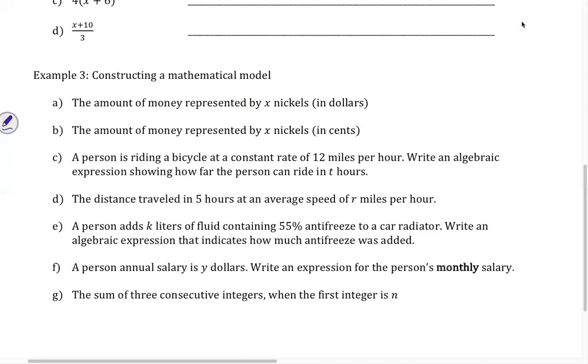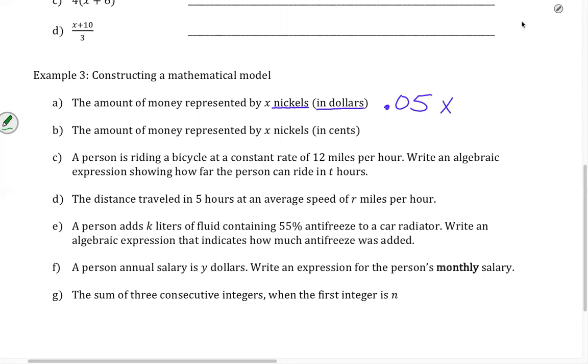So here, nickels in dollars. How much is a nickel worth? It's worth 5 cents, but that's not in dollars. So a nickel in representation to a dollar is 0.05, right? That's like 5 cents, because 100 cents or 1.00 is a dollar. So 0.05 is the value of a nickel in dollars. So it says the amount of money represented by x nickels. So it's 0.05 times x.